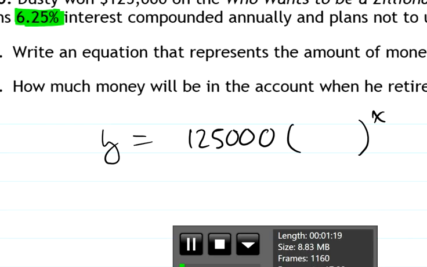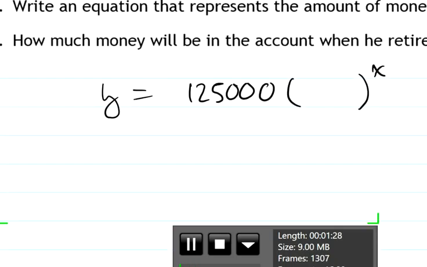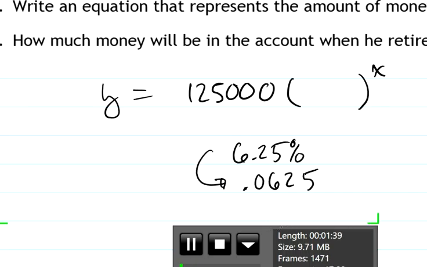Well, this is something that's increasing in time. So if you have a situation where increase is happening, we're going to take 1 and we're going to add that percent. But we have to express it as a decimal. So if I look at 6.25%, that's the same thing as 0.0625. So that's what it is expressed as a decimal.